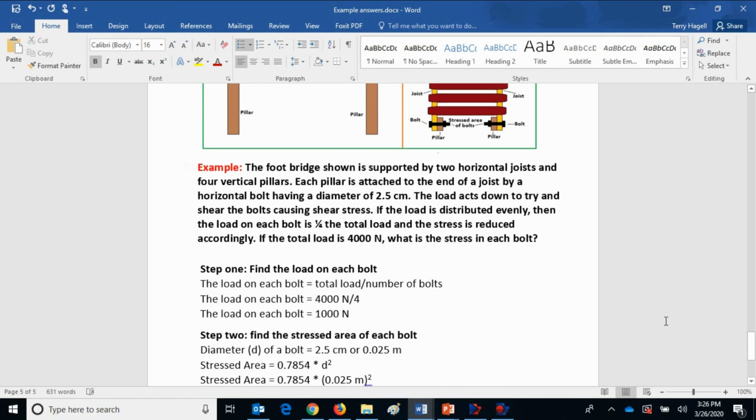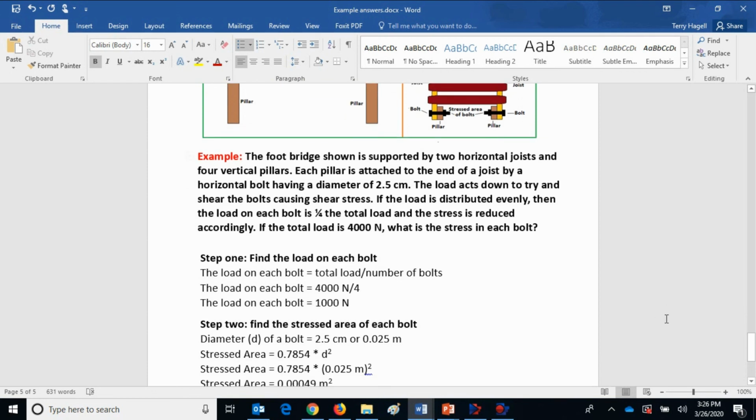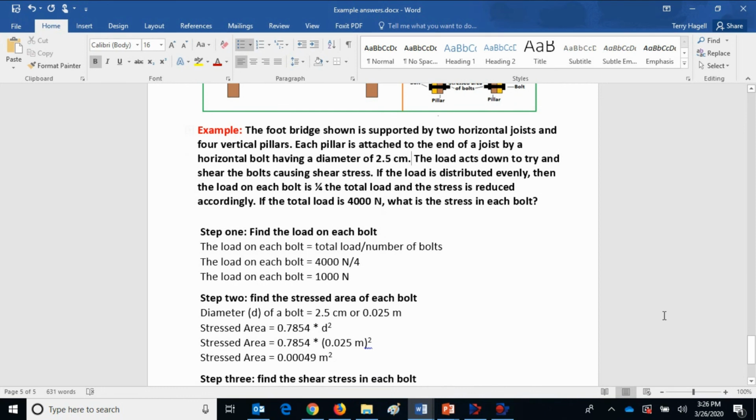Step 2. Find the stressed area of each bolt. Diameter of bolts 2.5 centimeters or 0.025 meters. Stressed area is the area of a circle. The stressed area of one bolt is 0.00049 meters squared.